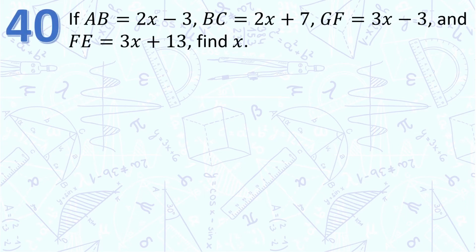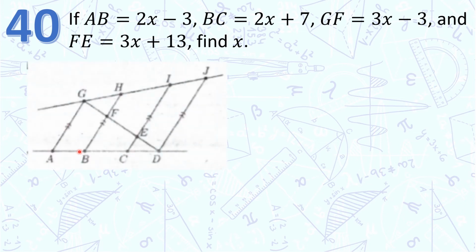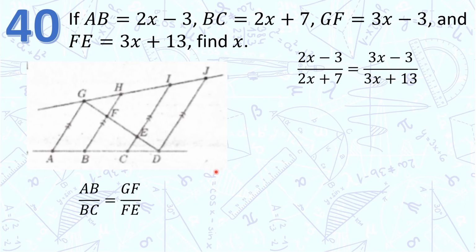Next, number 40. If AB equals 2x minus 3, BC equals 2x plus 7, GF is equal to 3x minus 3, and FE equals 3x plus 13, find X. From the proportional segments theorem, we have AB over BC equals GF over FE. Substituting the values, we have 2x minus 3 over 2x plus 7 equals 3x minus 3 over 3x plus 13.